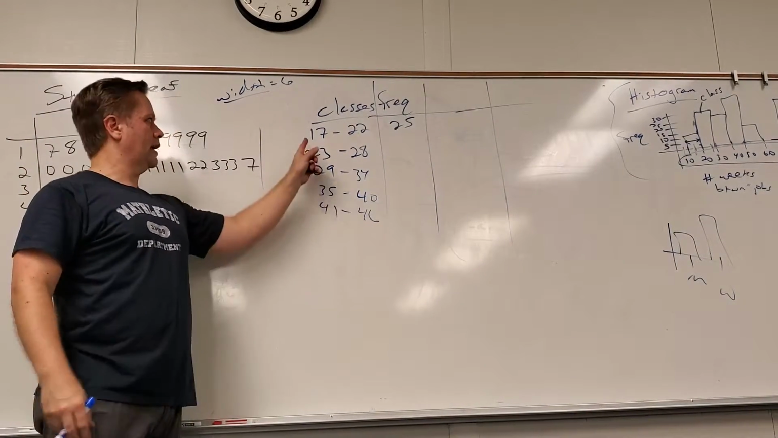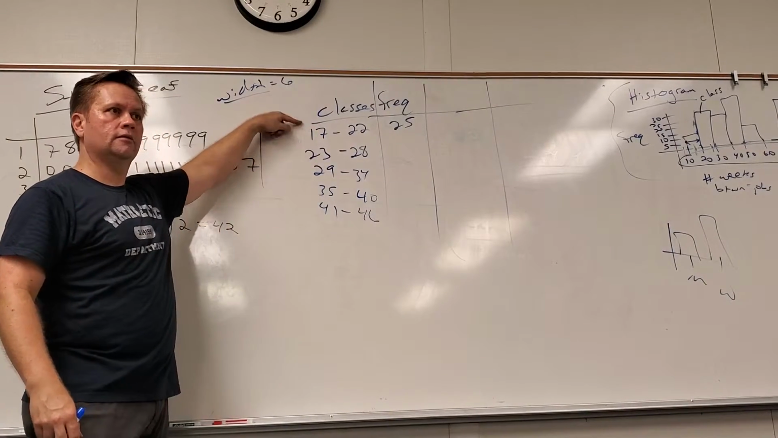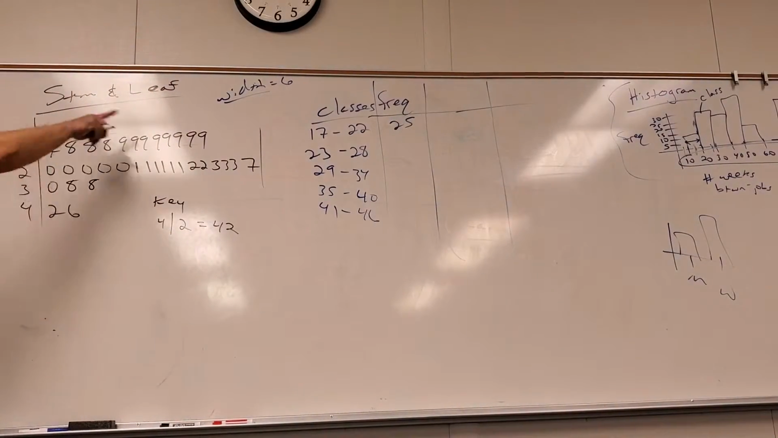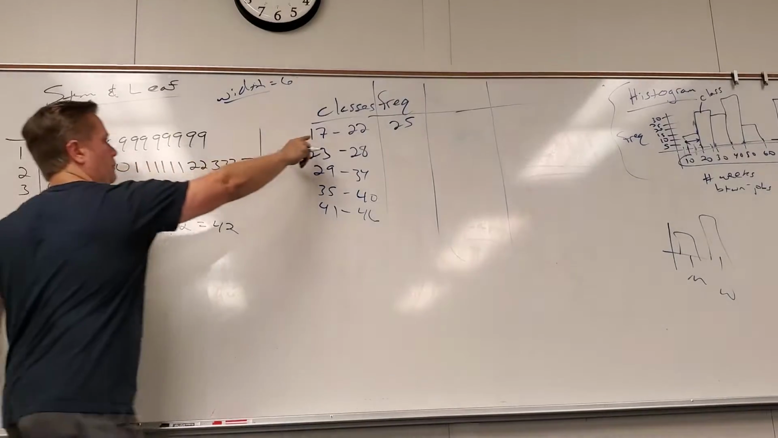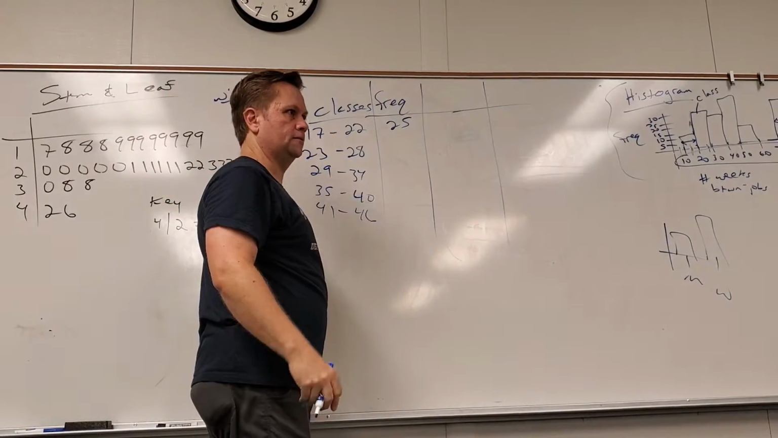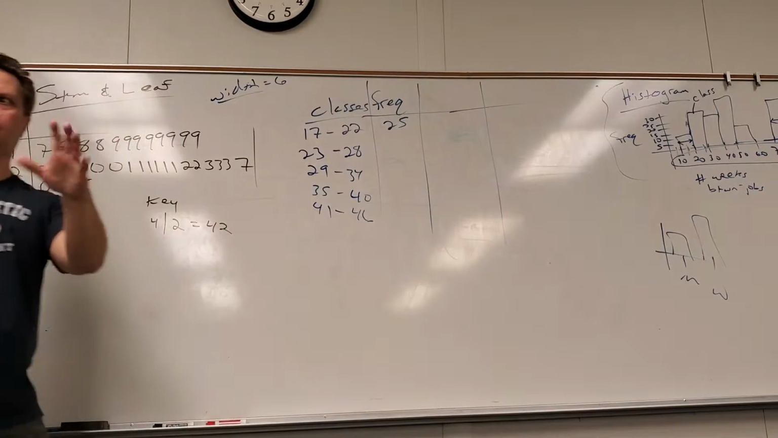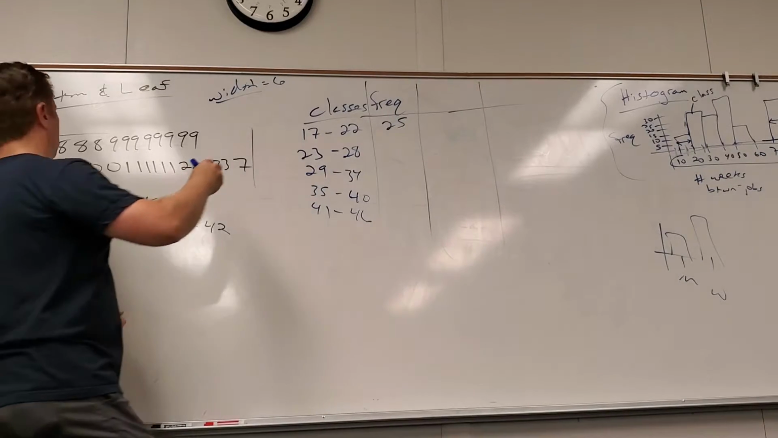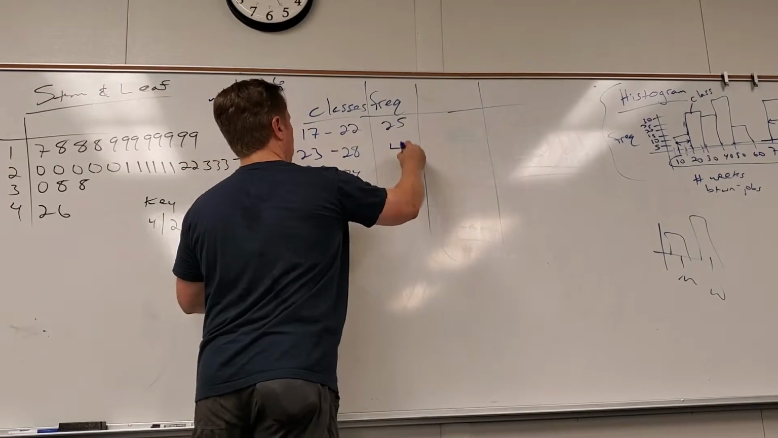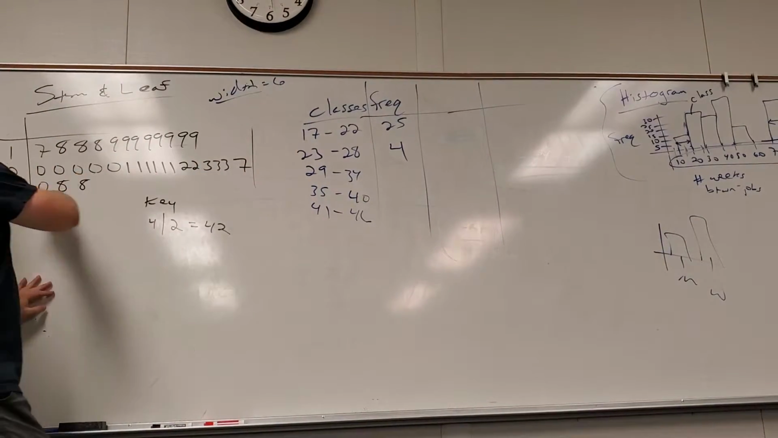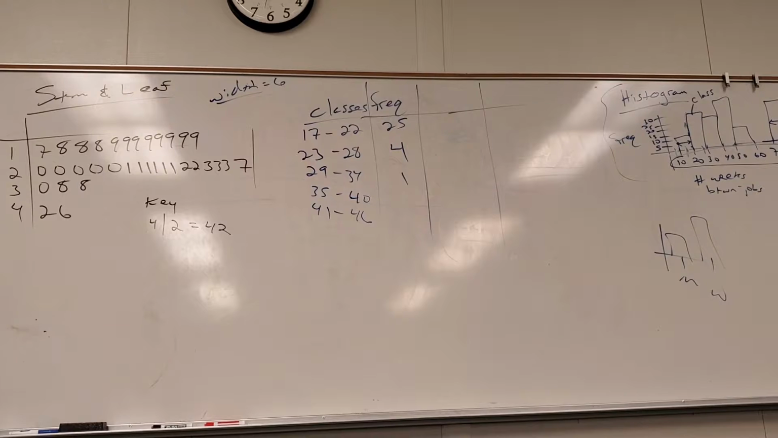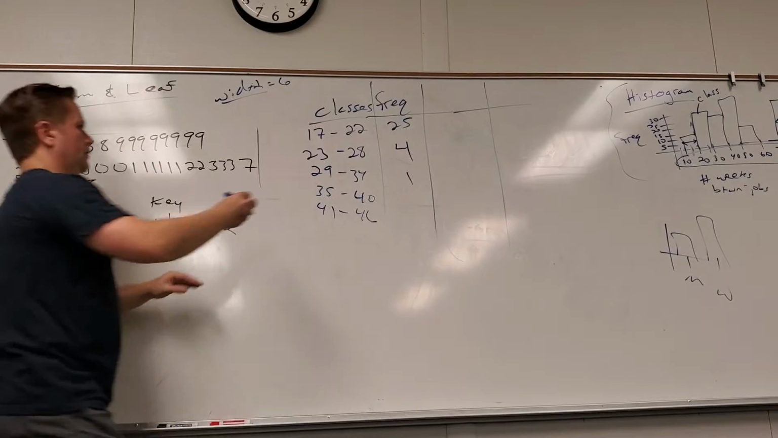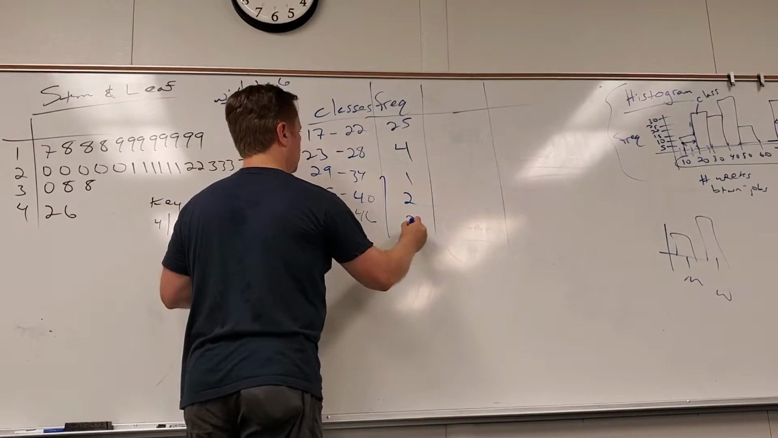So where did you get the feedback from? Is it the amount of students? Yes, how many students? How frequently did a student show up with an age between these two? 25 times. Yeah, that's why we call it the frequency. So what about 23 to 28? 4. Yeah, there's only 4. 29 to 34. 1. Is everybody seeing this? Everybody with me? 35 to 42. And then 41 to 46. 2.